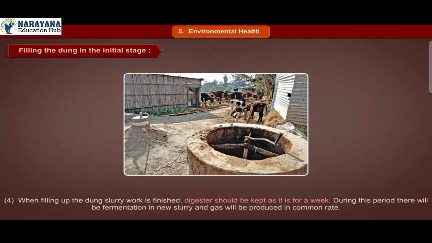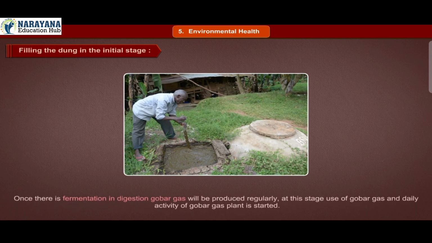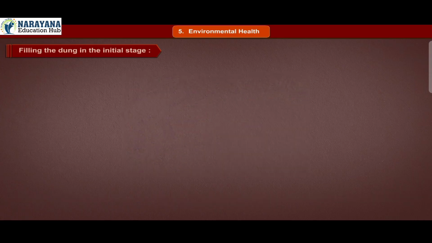4. When the work of filling the dung slurry is finished, the digester should be kept as it is for a week. During this period, there will be fermentation in the new slurry and gas will be produced at a common rate. Once there is fermentation in the digester, gobar gas will be produced regularly. At this stage, use of gobar gas and daily activity of the gobar gas plant is started.